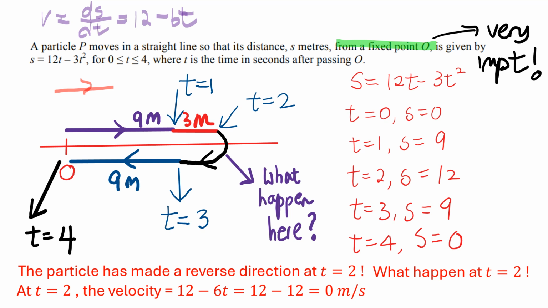So if you look at the diagram carefully, you see that the total distance traveled in the first 2 seconds is 12 meters. The total distance traveled for the first 3 seconds will be 9 plus 3 plus 3. The total distance traveled for the first 4 seconds will be 9 plus 3 plus 3 plus 9.